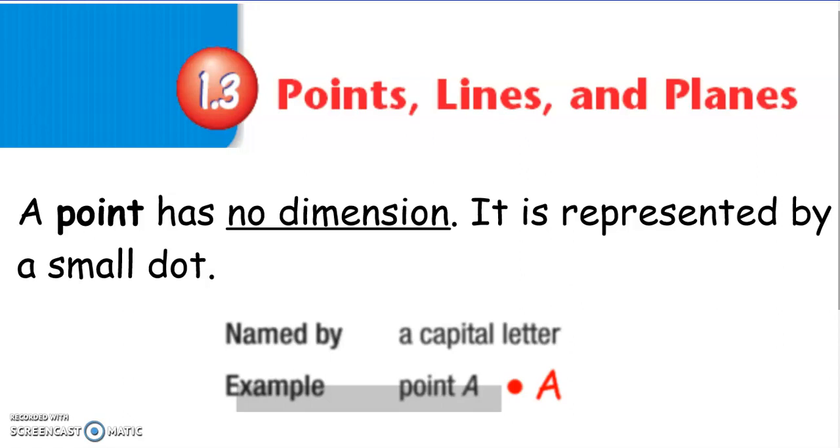We name it with a capital letter. So, for example, here we have point A, and it always has to be a capital letter when we're talking about points. So, if we want to name it, we can say point A, or we'll just write the capital letter A.